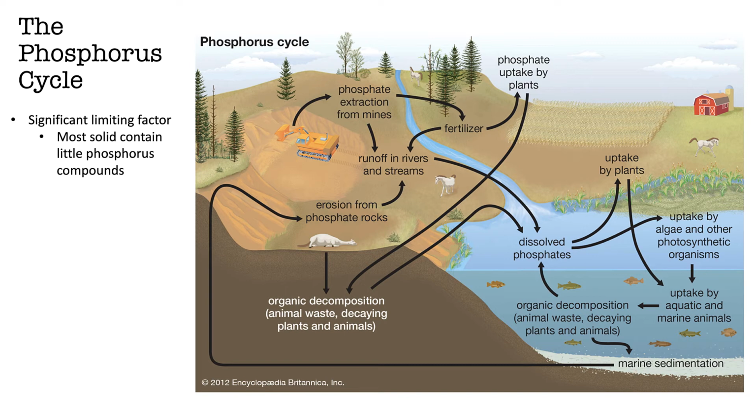Nitrogen is omnipresent. Carbon is omnipresent. Phosphorus isn't. You can only add it to the system as quickly as it can be weathered out of the rocks and eroded away. And that's how the system usually works.